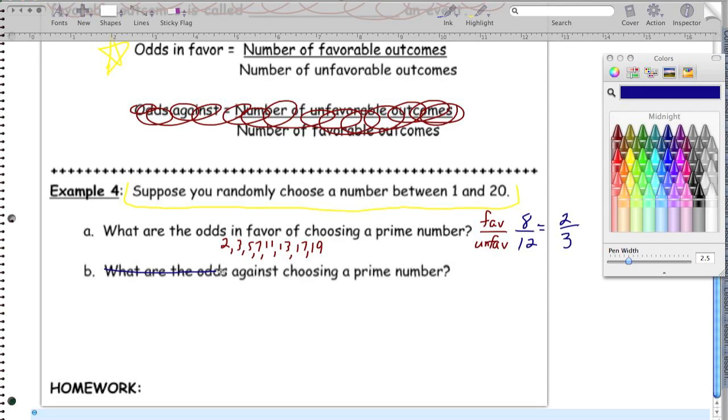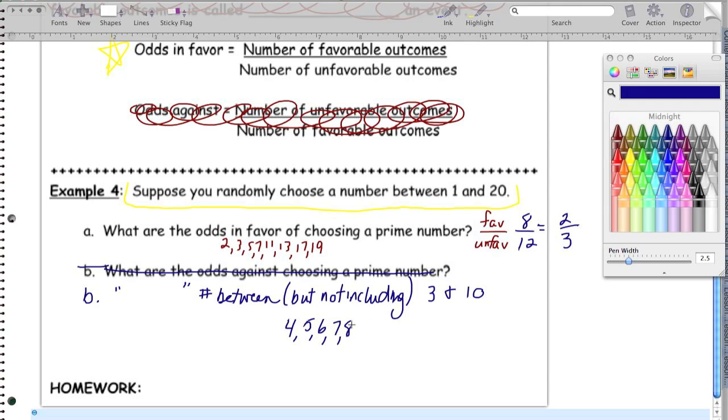Now letter B, I'm going to scratch it out because I said we aren't doing odds against, but I'm going to make a different one. Instead of this, we're going to do what are your odds in favor of choosing a number, we'll say between, but not including, 3 and 10. So then first we want to figure out what are all of our favorable outcomes. What are all the numbers between but not including 3 and 10? That would be 4, 5, 6, 7, 8, 9.